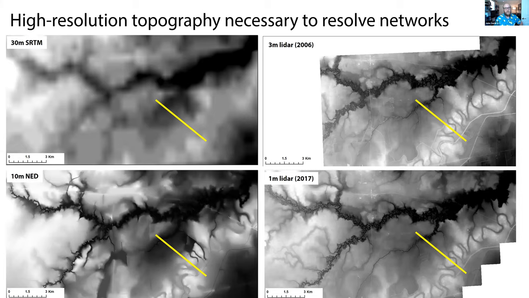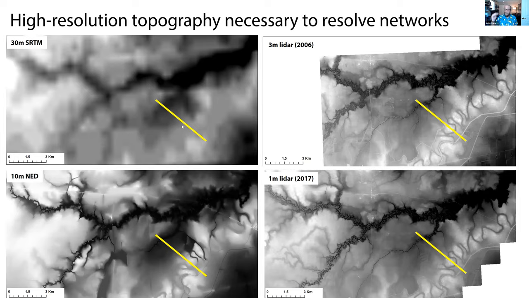Now with networks, one of the biggest advances in things like network delineation and flood modeling has come from high resolution topography, because especially in lowland systems, we need this high resolution topography to really resolve these networks and resolve the landscape. So here I put together four panels of 30 meter SRTM data, the 10 meter national elevation data set, which until recently was the gold standard continental US data set that you had publicly available, 3 meter LIDAR, also from the national elevation data set, and then 1 meter LIDAR.